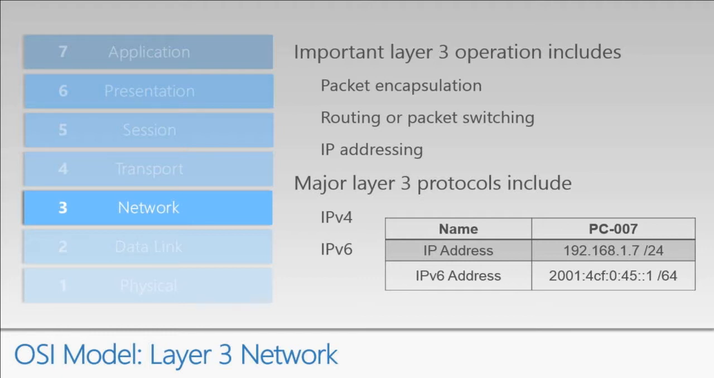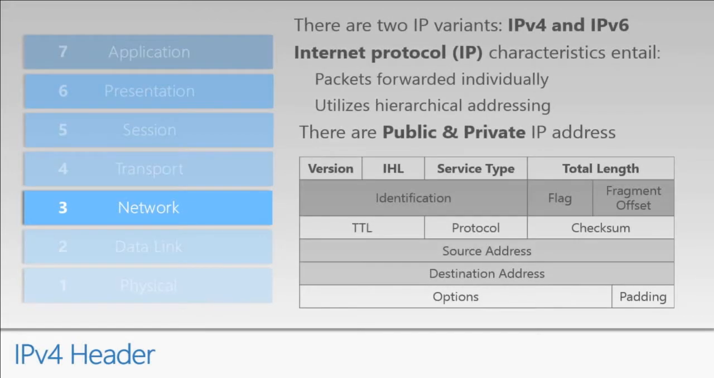At layer 3, we are going to be doing packet encapsulation, so we'll take a look at some of those headers. We are going to be routing based on destination IP. It's also sometimes referred to as packet switching. And then, of course, the main addressing that we're going to be focusing in on are our IP addresses. This is an example of what our header is going to look like.